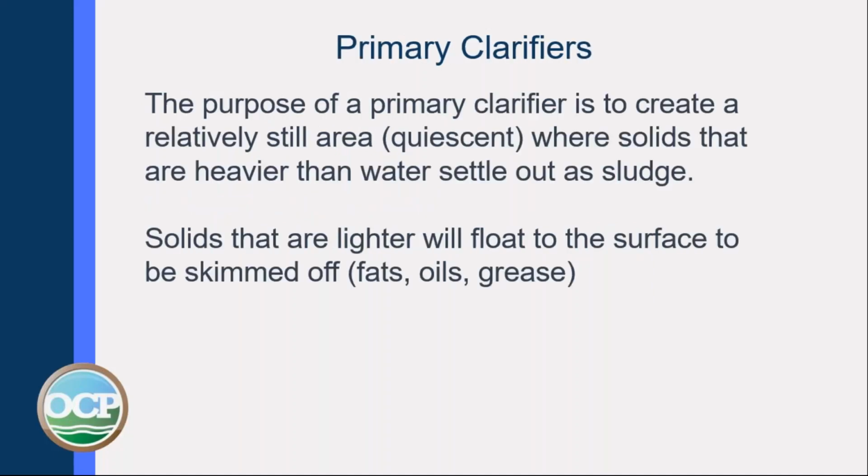Primary clarifiers. The purpose of a primary clarifier is to create a relatively still area where solids that are heavier than water settle out as sludge. It also allows solids that are lighter than water to float to the surface, and the skimmer can skim these off. This will reduce the organic load to your secondary treatment system.